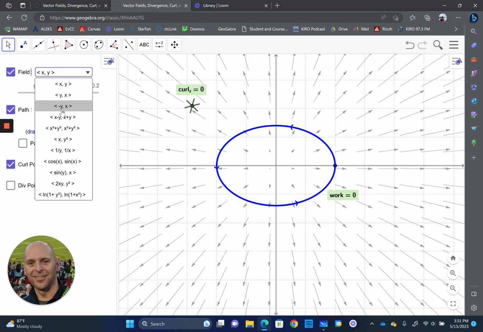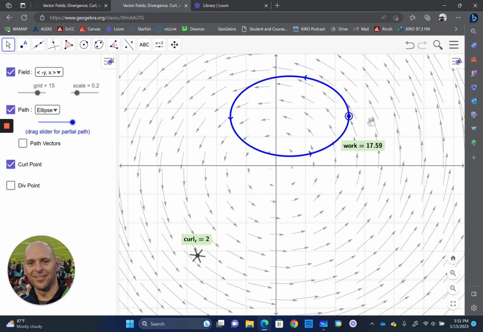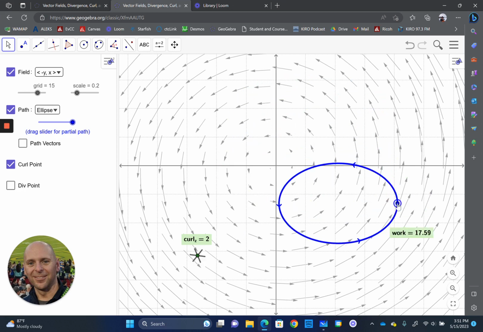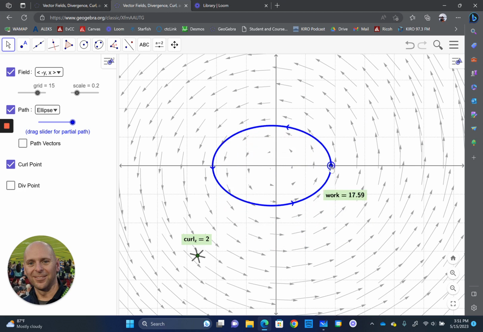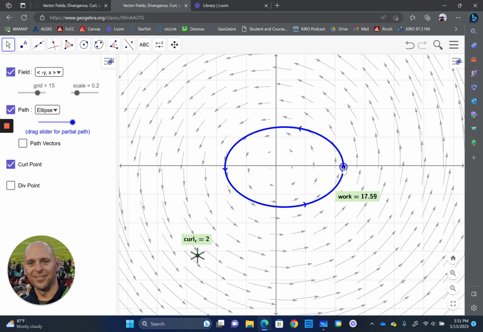We can change the field around a little bit. So here's a different kind of field. And here you can see that we now have a curl that is constant at 2. So no matter where I am, it has the same rotational component to it everywhere at every point in the field. And we can also observe that that non-zero curl would indicate to us that the work should be non-zero as well. In other words, this is not a conservative vector field. We can observe that the work is the same no matter where that ellipse sits within this particular field, though.